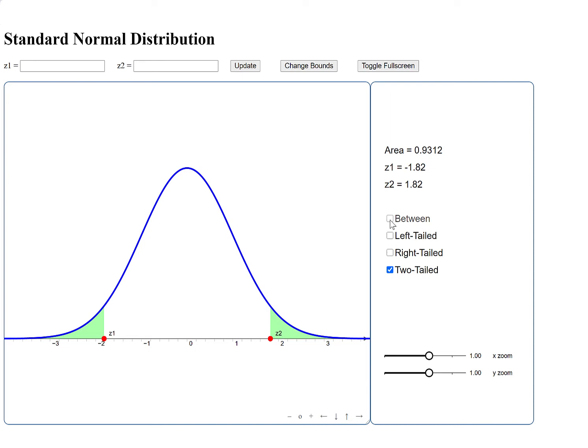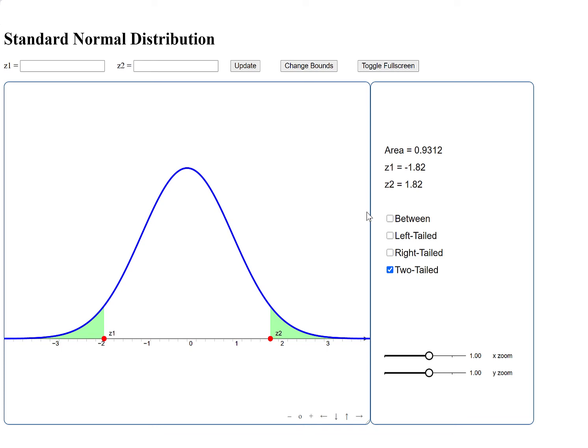So if the area between these two values is 0.9312, then the area on the outside is the complement of that, which hasn't updated, but it would be 0.0688. So that is why in your formula you have the complement. Now, the thing is, this distribution is perfectly symmetric. So there's as much area in this upper part as there is in this lower part. So it's exactly half, in fact.